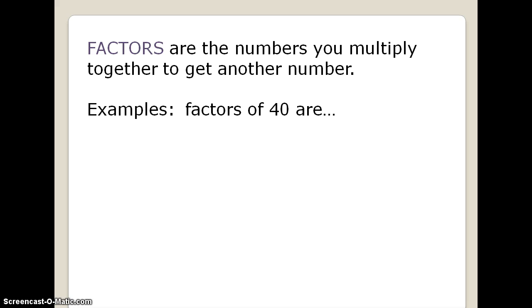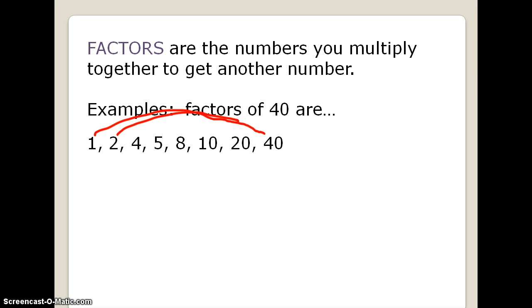Let's talk about factors. Factors are the numbers you multiply together to get another number. So if we were to list factors of 40, they would be 1, 2, 4, 5, 8, 10, 20, and 40. We usually get them by pairing up our factors so that 1 and 40, 2 times 20, 4 times 10, 5 times 8.